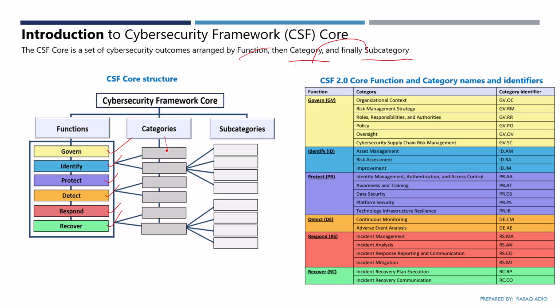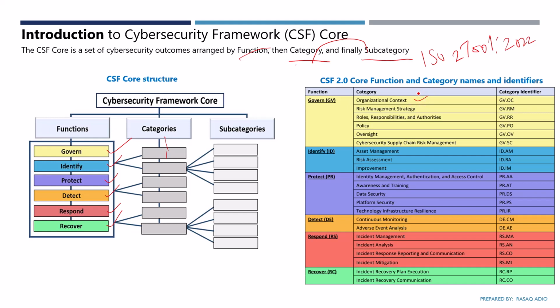And then we are going to have subcategories, just like what we have here. So these are the core functions of this CSF. We have subcategories, but here let's look at the core functions, subcategory names, and identifiers. So under Govern, we are going to have an organizational context, just like the way we have it in ISO 27001, our 2022 version. That is, we are going to look at organizational context.